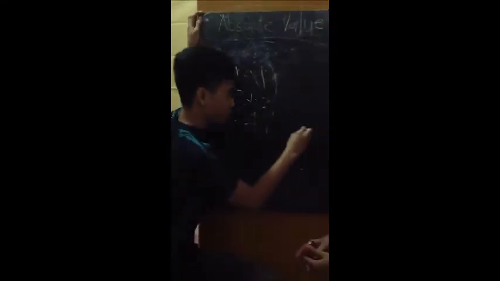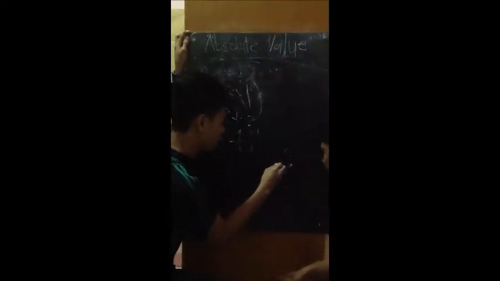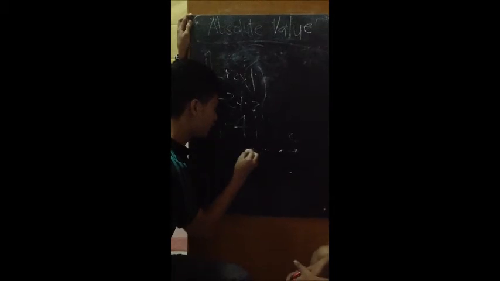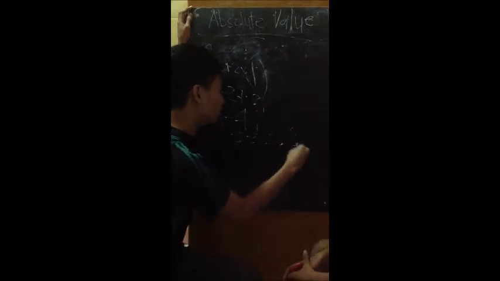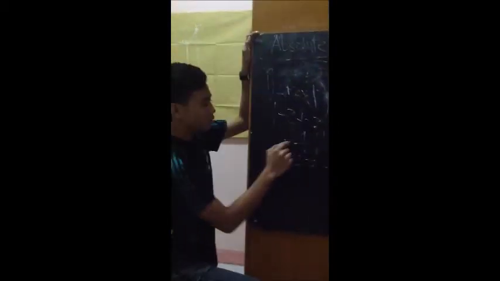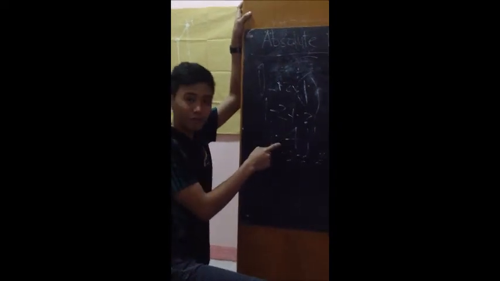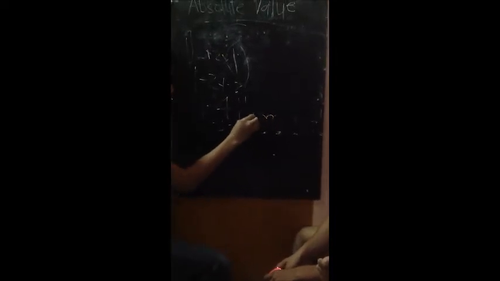So we're going to put this 0. For example, here's 0. So -1, -2, -3, -4. So -4, -3, -2, -1. How to solve it, sir? For example, the absolute value of -4. It's the distance from 0, so we will count. 1, 2, 3, 4. So the distance from 0 is 4.